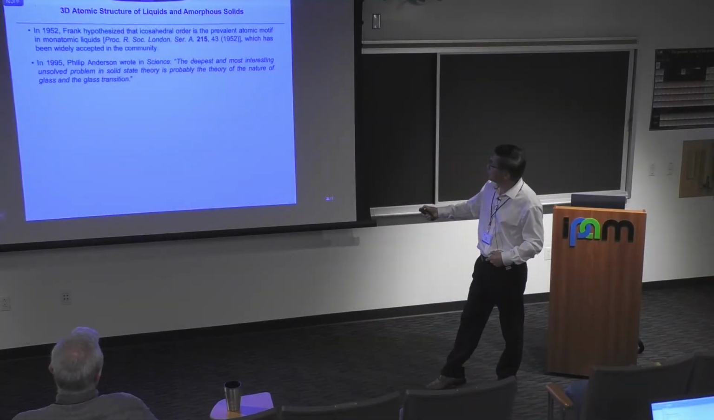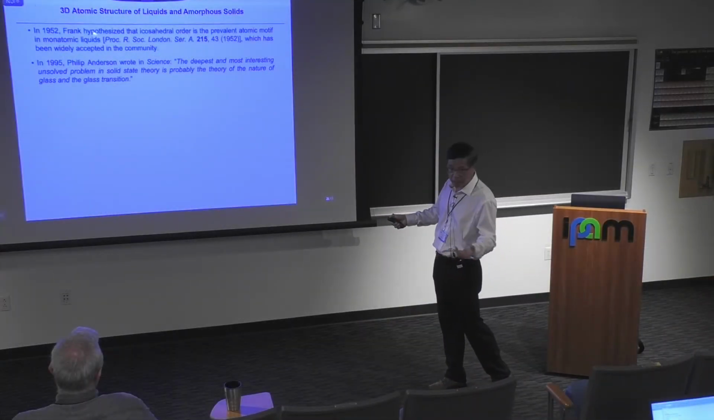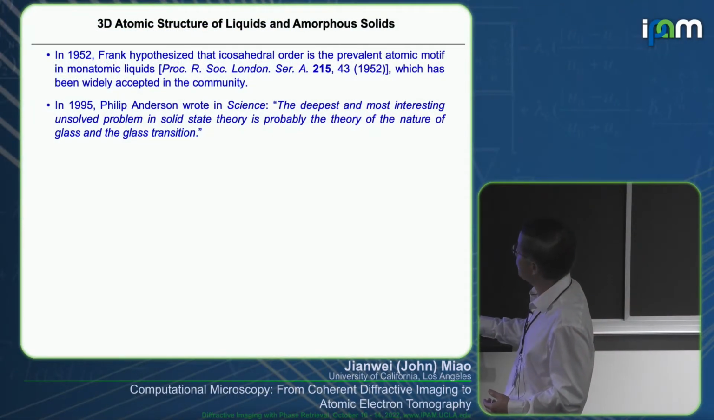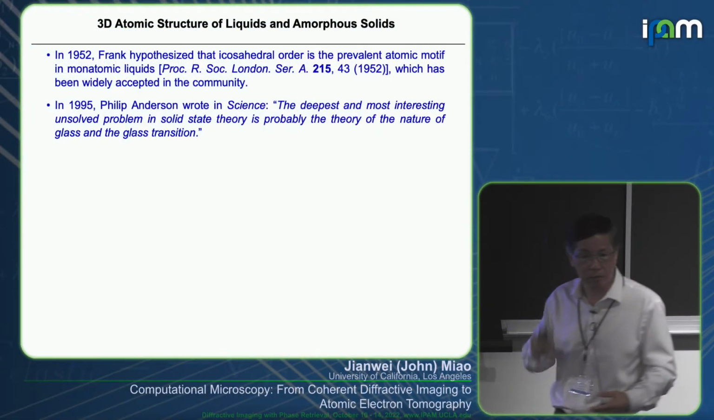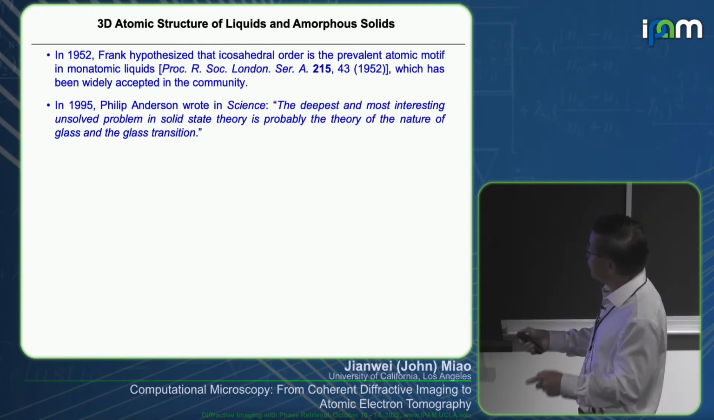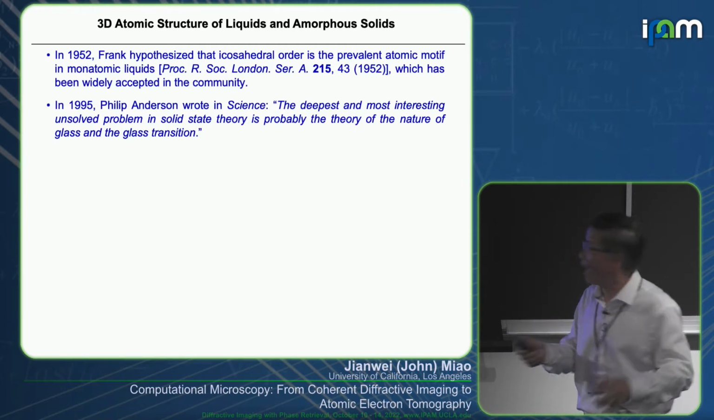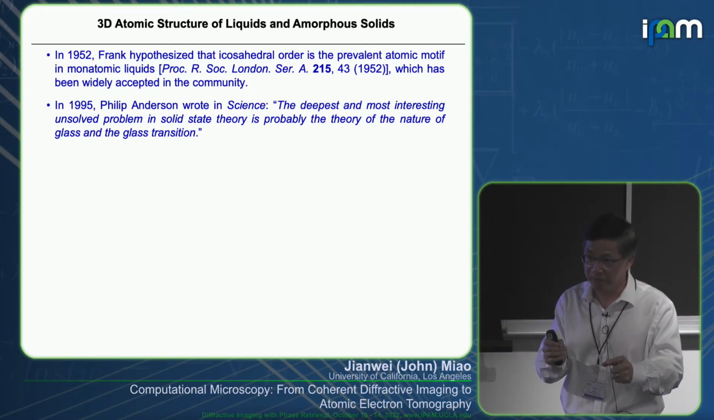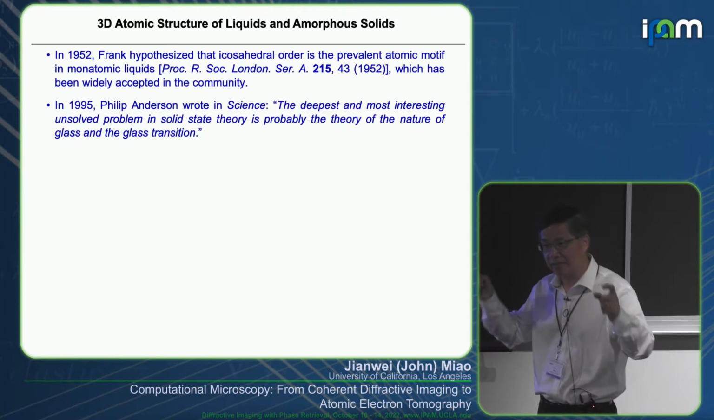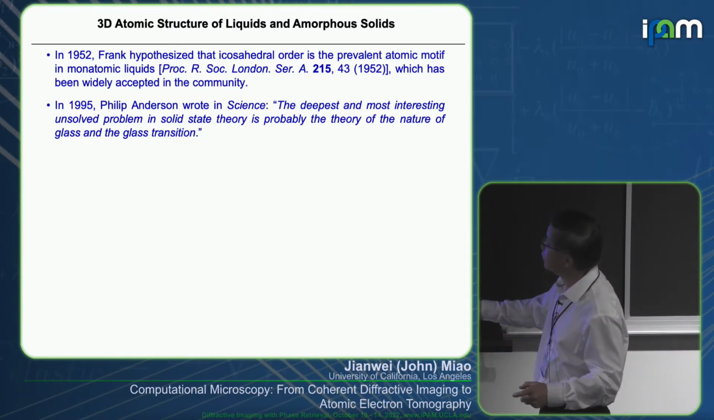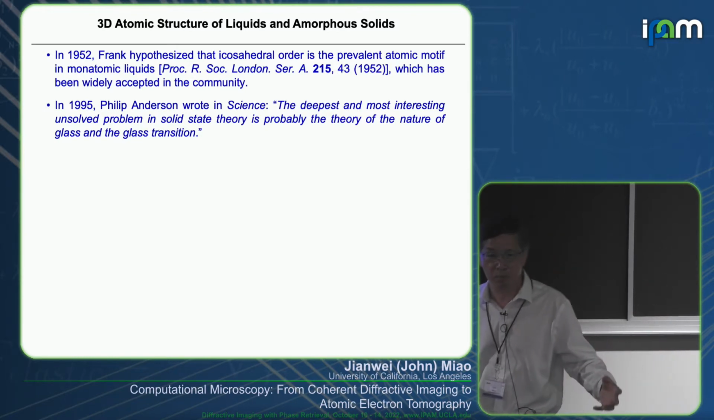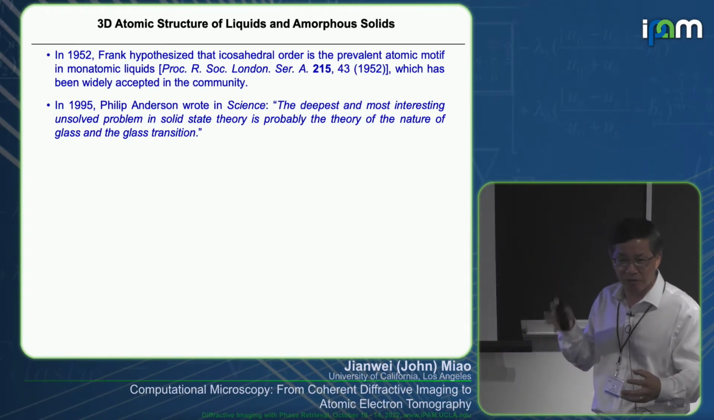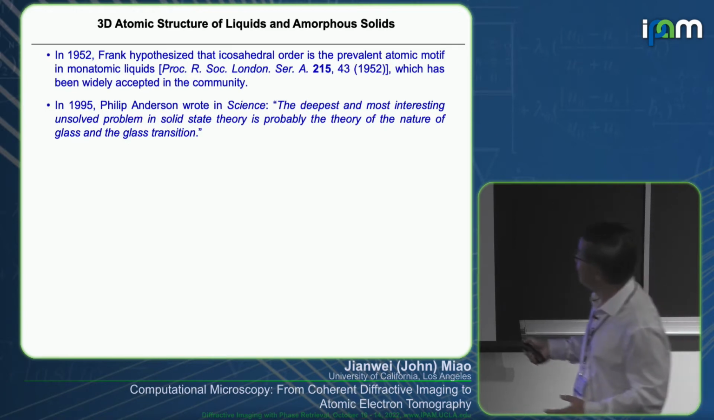So we look at some of the amorphous structures. I'm going to show some results. In 1952, Frank hypothesized that icosahedral order is a prevalent atomic motif. He calculated that icosahedral order should occur locally. Actually, icosahedral order has a lower packing density than FCC and HCP, but at long range FCC and HCP win, because with 5-fold order you cannot fill 3D space. Quasi-crystals are icosahedral, so you can fill space in some quasi-crystals.